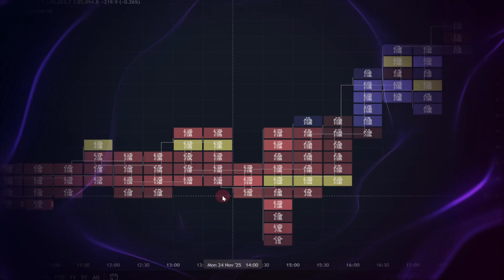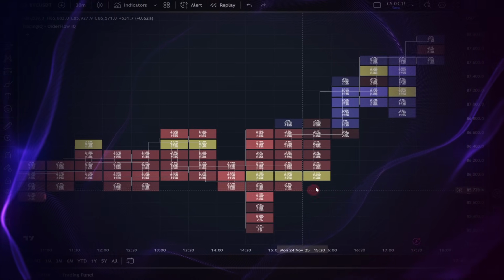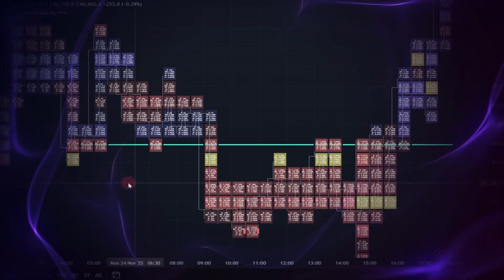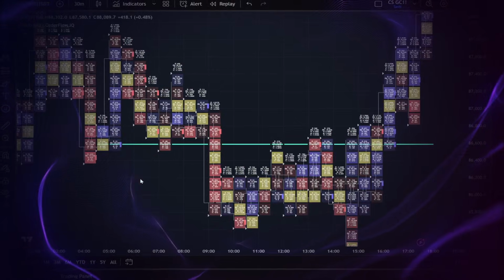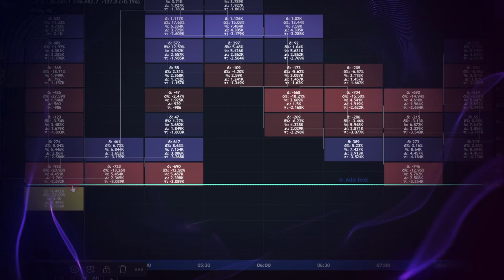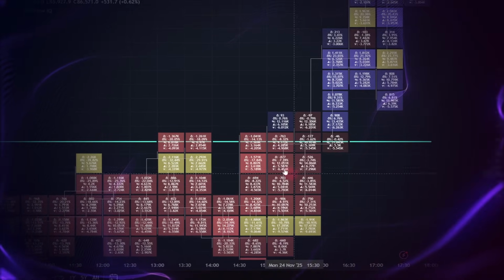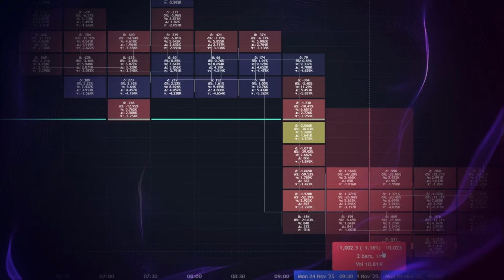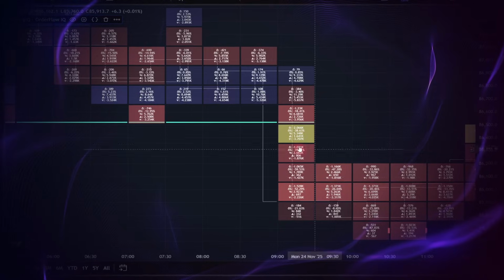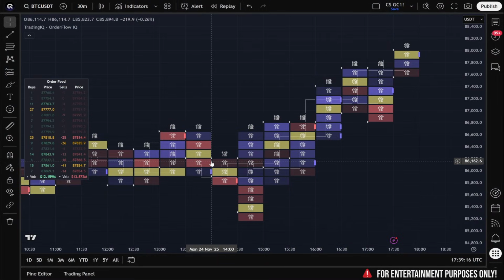I've been waiting months to make this video because I just added a new feature to Orderflow IQ, the most comprehensive order flow based indicator on TradingView that I think will take our order flow analysis to the next level. Let me explain what I mean. Check out this footprint on my chart.